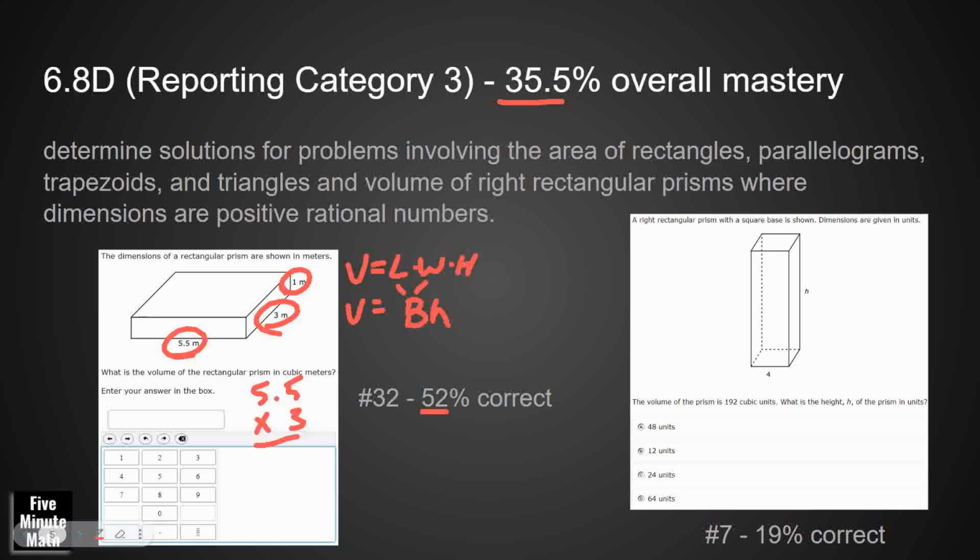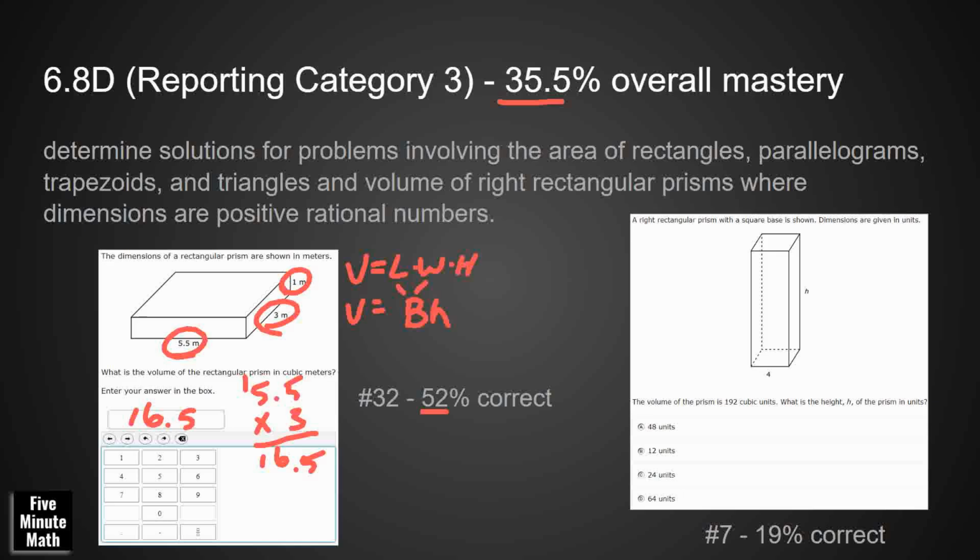So 5.5 times 3, right? That's going to be 15, and that's 16. We need that decimal right there, so it's 16 and 5/10 is going to be the answer on that one. And we had 52% of our students able to get that. Now, it was number 7 that really threw them for a loop.